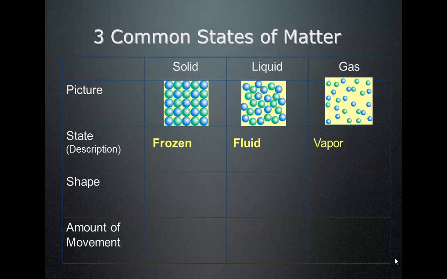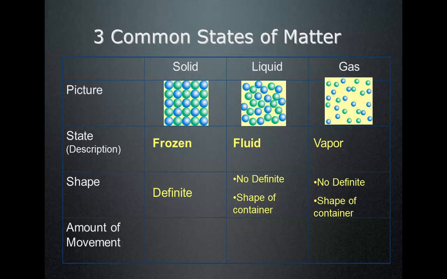About shapes, we already talked about this. Solids, Autumn? A definite shape. Liquids, Bianca? It takes a shape. Yeah, no definite shape. It takes the shape of its container. And the same is true of gases.